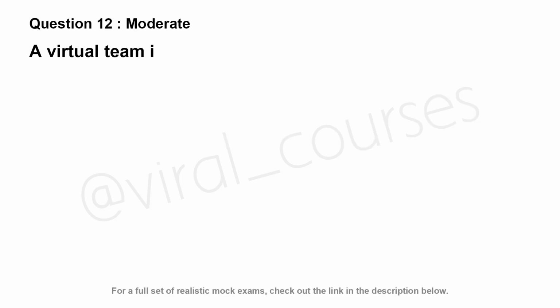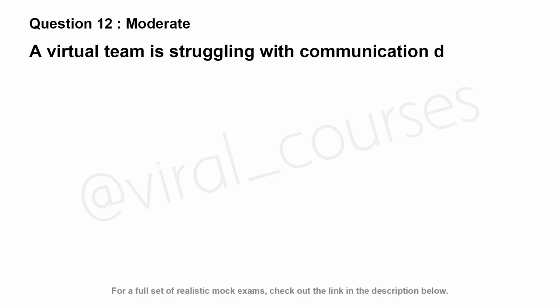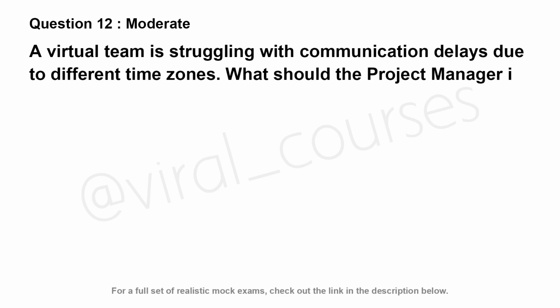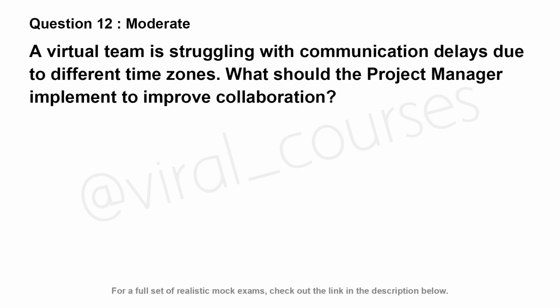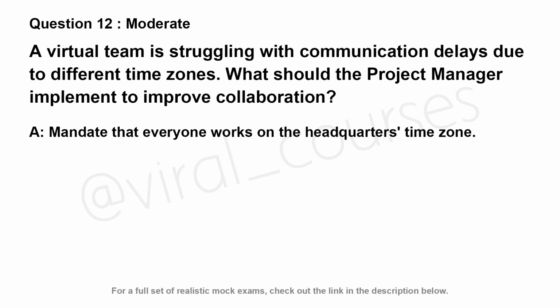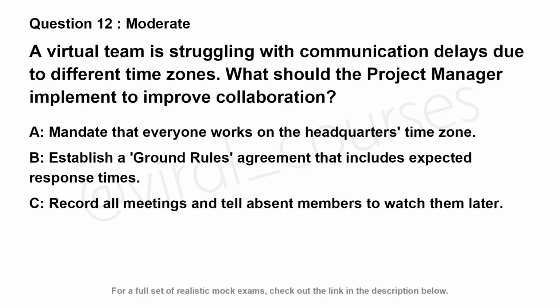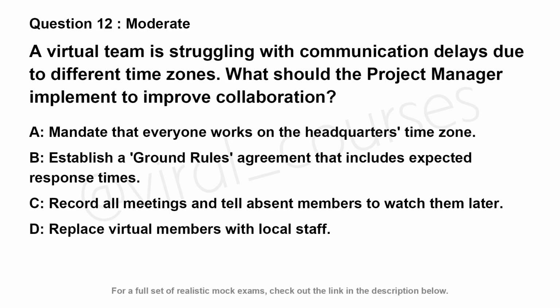A virtual team is struggling with communication delays due to different time zones. What should the project manager implement to improve collaboration? Option A. Mandate that everyone works on the headquarters time zone. Option B. Establish a ground rules agreement that includes expected response times. Option C. Record all meetings and tell absent members to watch them later. Option D. Replace virtual members with local staff.